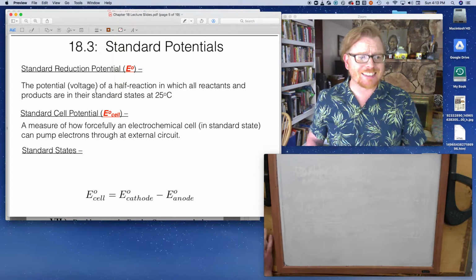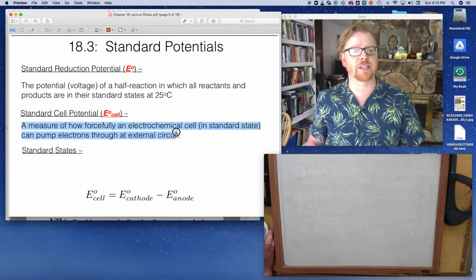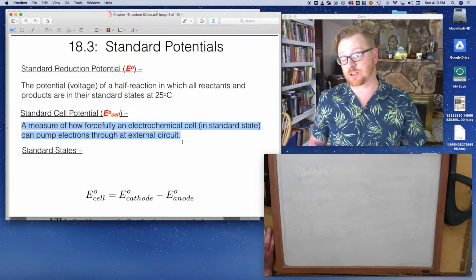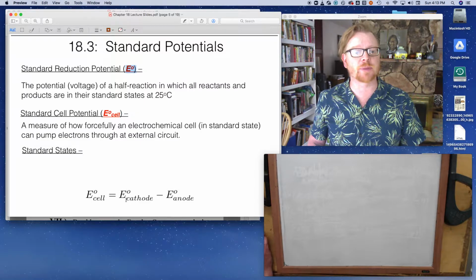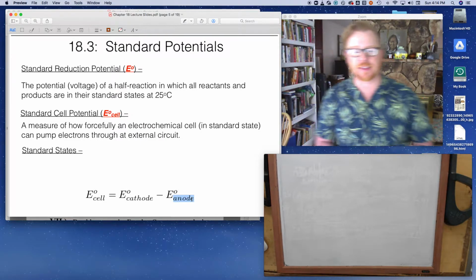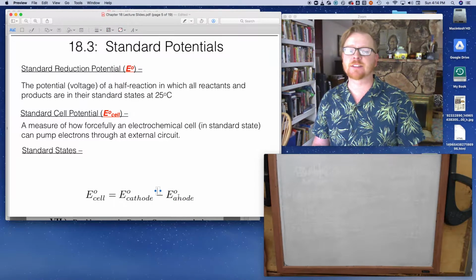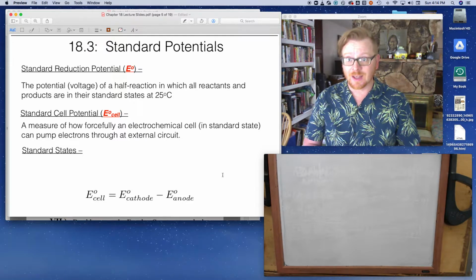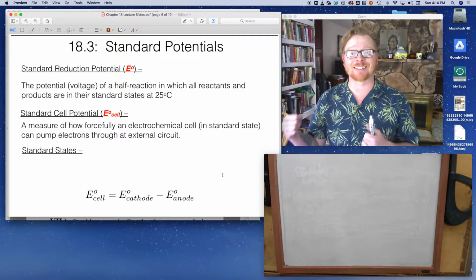The standard cell potential, so there's the symbol, is a measure of how forcefully an electrochemical cell can pump electrons through an external circuit. And the standard cell potential is the standard reduction potential at the cathode minus the standard reduction potential at the anode. The one place where I think this gets a bit confusing is that this is a reduction potential minus a reduction potential. Another way you could think of it is a reduction potential plus an oxidation potential.